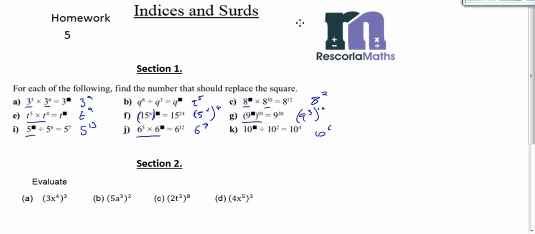Section 2 is always a little bit trickier. We've got to remember what we do is this here gets raised to the power of 3. So that's going to be 3 times 3 times 3. So that's going to be 27. And then we multiply the powers. So that's going to be 27x to the power of 12.